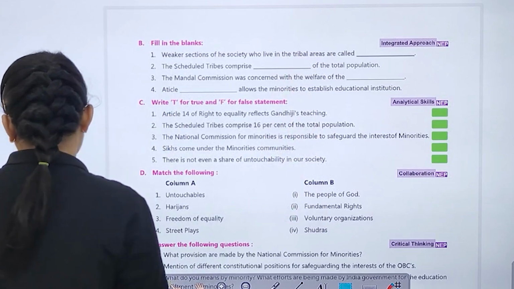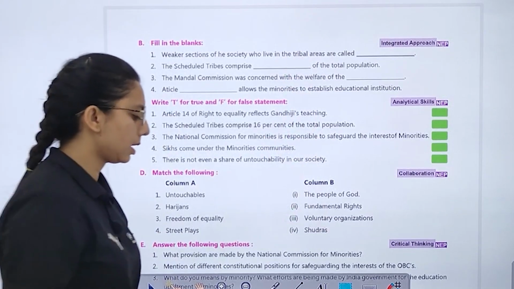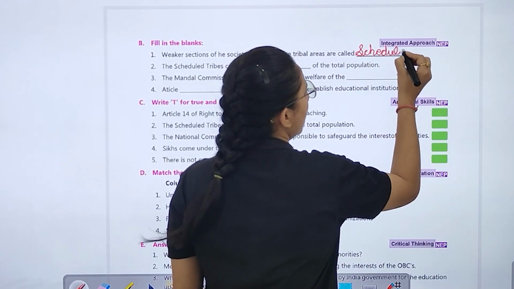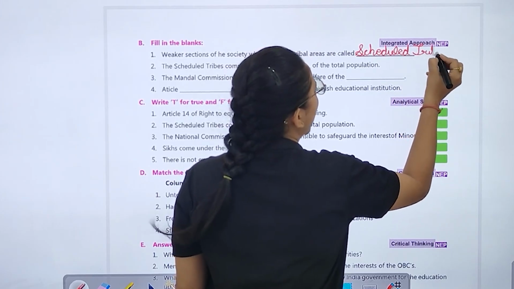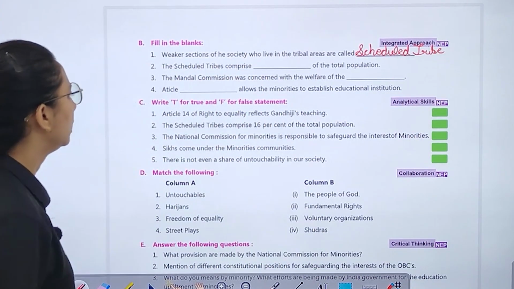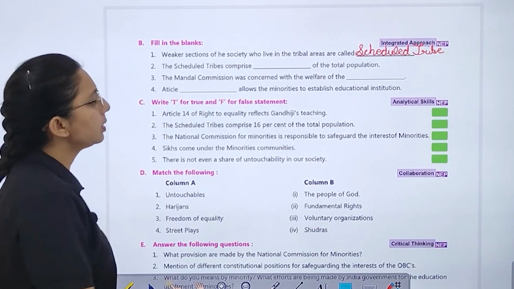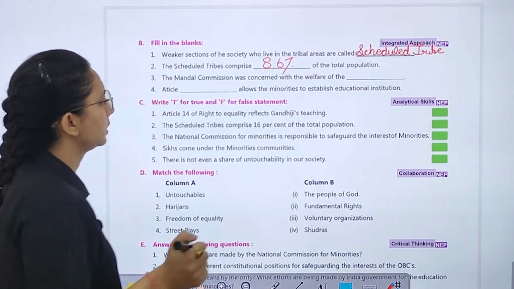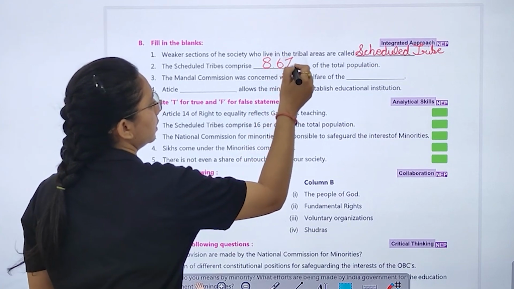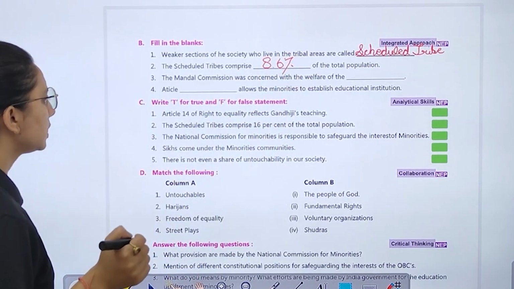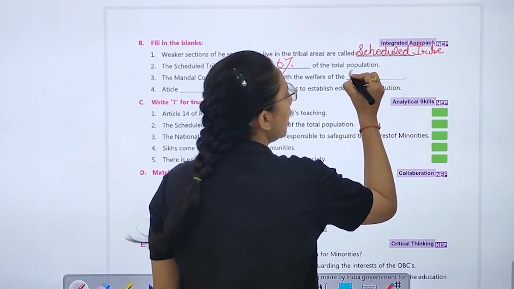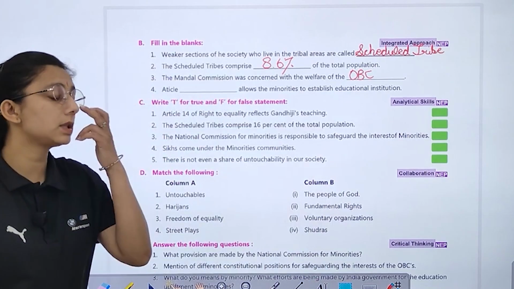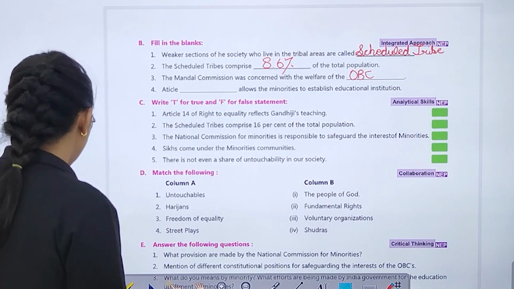Now, filling in the blanks. The weaker sections of society who live in tribal areas are called, what were they called? Scheduled Tribes. The Scheduled Tribes comprise dash of the total population. 8.65. The Mandal Commission was concerned with the welfare of, who was the Mandal Commission case for? OBC, that is Other Backward Classes. Article dash allows minorities to establish educational institutions. Which article is it? That is Article 30.